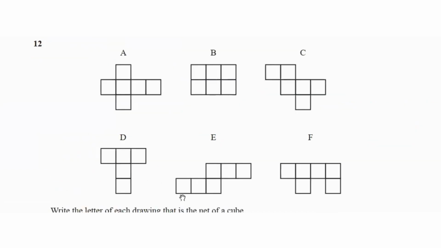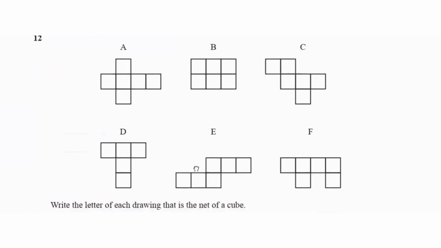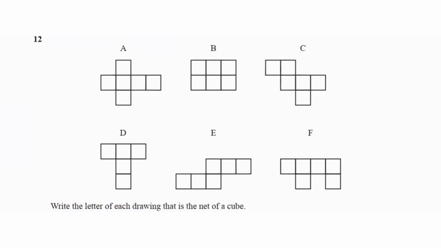Question 12 says, write the letter of each drawing that is the net of a cube. So to be the net of a cube, we need to make sure that the surfaces add up to the same shape. So A would be a cube, because if you imagine putting it together, these two would be the side faces. This is the side and this is the top. Then B cannot be a cube because you can either fold it together or make it like something like this. So yeah, B isn't.